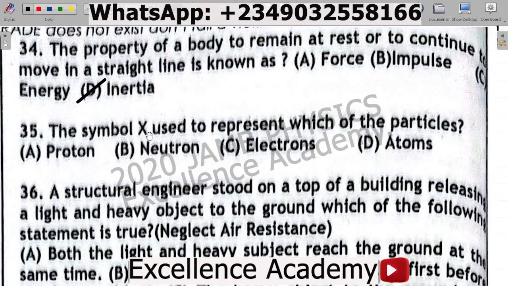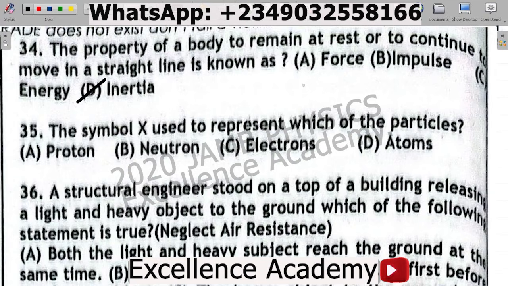35 says the symbol X is used to represent which of the particles? A, protons. B, neutrons. C, electrons. D, atoms. Now, if you're used to the nuclide symbol, you know that a nuclide symbol is simply the symbol of an element showing its atomic number and its mass number.